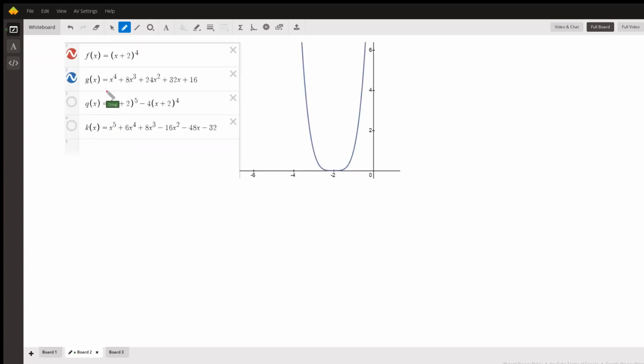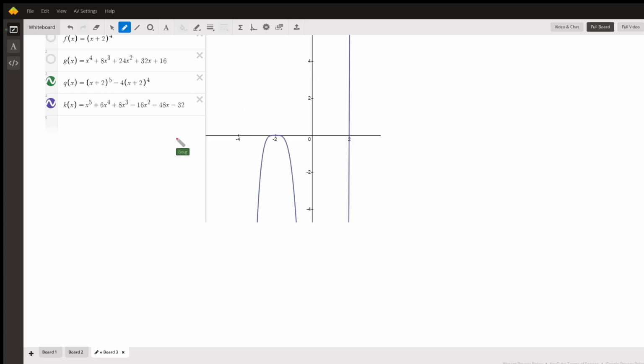Here is, by the way, this picture that shows that x plus 2 to the fourth power is equivalent to this expression right here, because the graphs overlap each other. If I go to the third board, there is q of x, which is the original function. And here's what I get when I multiply this by that quantity x minus 2. And you can see the graphs do overlap. So these two are equivalent.